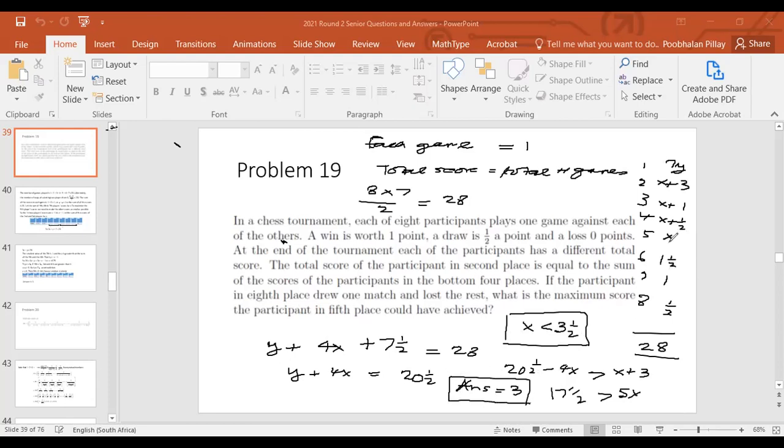Remember, x is a score, so it's either an integer or integer plus half. So the answer to this problem is 3. Demanding problem, problem number 19.